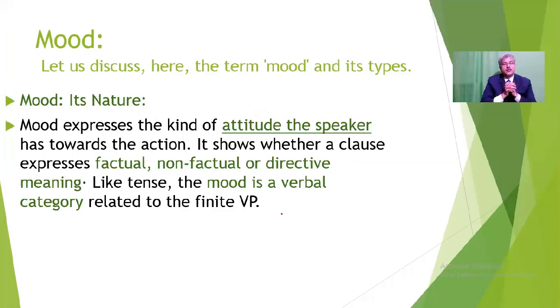Now we will move towards the third dimension of verb phrase. Dear learners, we studied the first two dimensions of verb phrase, tense and aspect. Now we will move towards the third dimension of the verb phrase, that is mood. Let us discuss mood and its types. What is the nature of mood? Mood expresses the kind of attitude of the speaker. Remember friends, mood, as the word itself suggests, shows the attitude the speaker has towards the action. It shows whether a clause expresses a factual, non-factual, or directive meaning. Like tense, mood is a verbal category related to the finite verb phrase only.